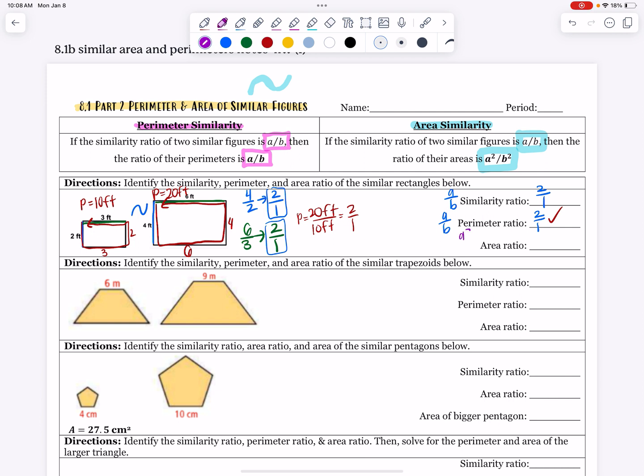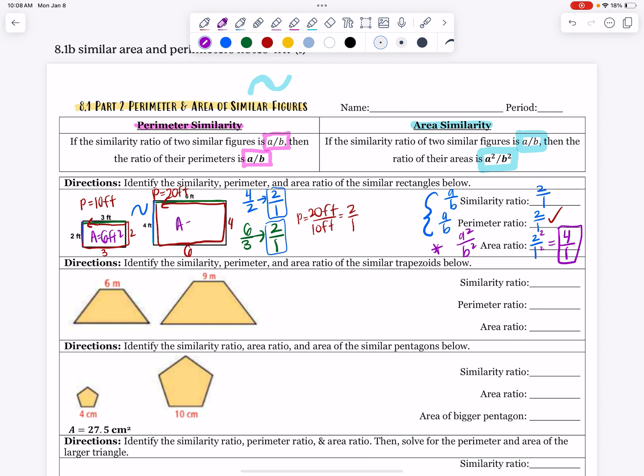The area ratio should be A squared over B squared. So you're taking the similarity ratio and you are squaring it. Okay? So these two are always the same, but then this one's going to be different. These two always match, and then the area ratio is going to be different. So we want to square those pieces. So I want to take 2 over 1, and I want to square the A. So 2 squared over 1 squared, which simplifies to 4 over 1. Okay. Let's check that with the actual areas. When I find the area of this shape, that's going to be 2 times 3, which is 6 feet squared.